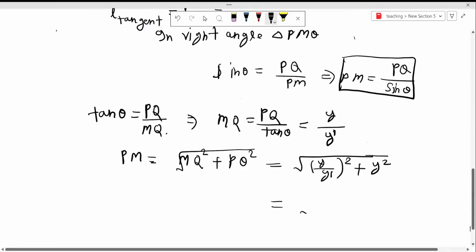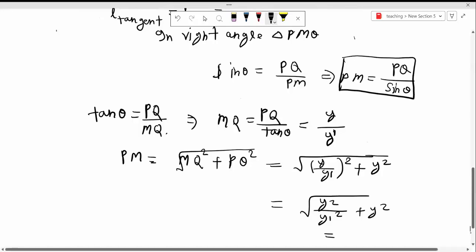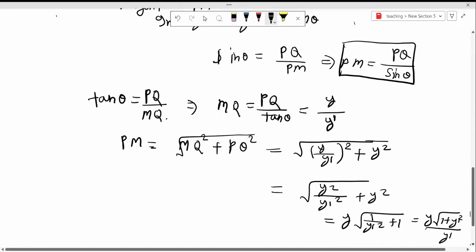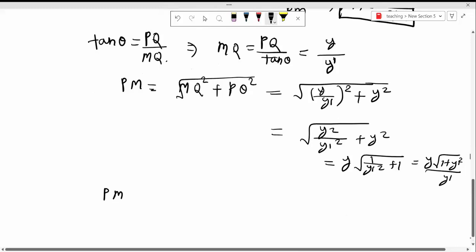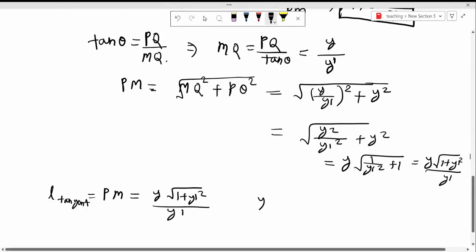On solving, y square upon y dash square plus y square, when we take common y square from under root, we get y under root 1 upon y dash square plus 1, which gives y under root 1 plus y dash square upon y dash. This is the value of length of the tangent. So PM, the length of the tangent, is equal to y under root 1 plus y dash square upon y dash, where y dash is equal to dy by dx.